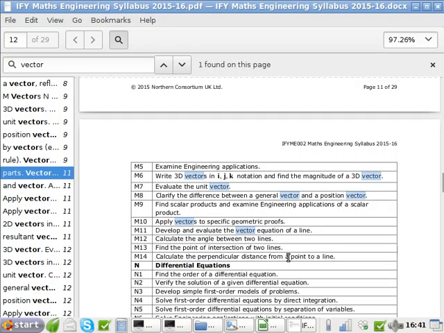The vector equation of the line. The angle between two lines. Where two lines meet, and the perpendicular distance from a point to a line. Now, so many of these are on the same lesson. For example, the angle between two lines, the equation of the line, and the distance from a point to a line, that's all on one worksheet. Which one? The equation of the line.